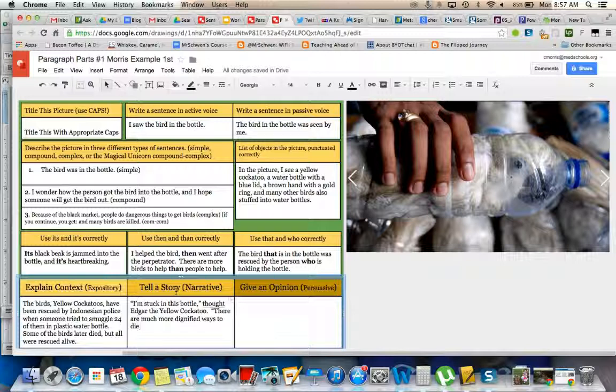And make sure if you're using dialogue, you punctuate your dialogue correctly.